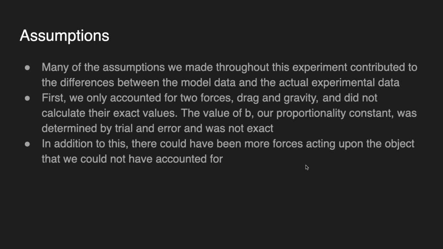Many of the assumptions we made throughout this experiment contributed to the difference between the model data and the actual experimental data. First, we only accounted for two forces, drag and gravity, and did not calculate their exact values. The value of b, our proportionality constant, was determined by trial and error and was not exact, and the mass of our ball was given by the general convention for the mass of a piece of paper, and it could have been a little bit different. In addition to this, there could have been more forces acting on the object that we could not have accounted for, including extra air resistance, extra drag, and many other forces.